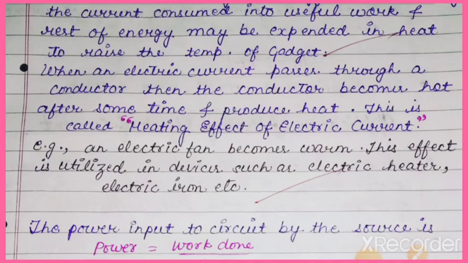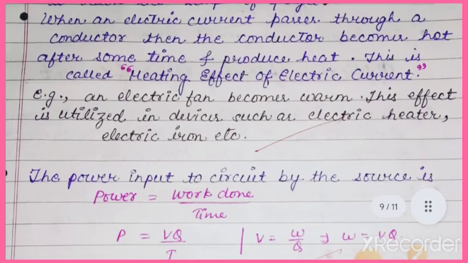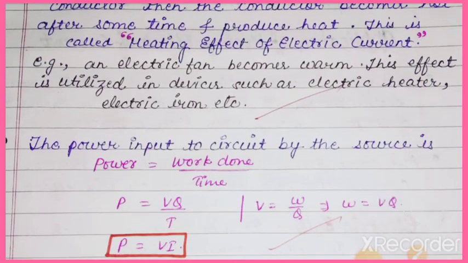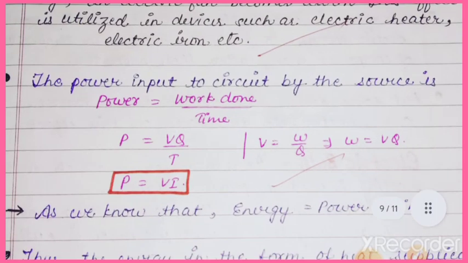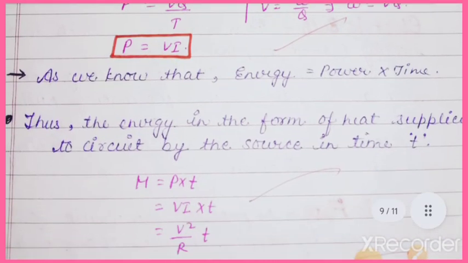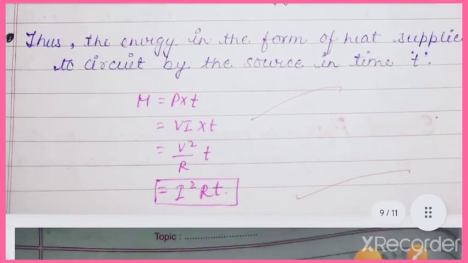And you may also see in the bulb, right? In the bulb, when electric current flows, the filament gets hot, and this is also called the heating effect of electric current. For example, an electric fan becomes warm. This effect is utilized in devices such as electric heater and electric iron. So this is also a formula. How can we derive it? I will tell you in the second video.